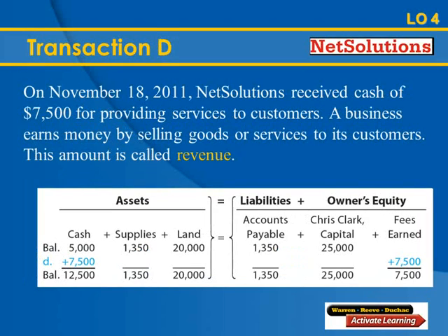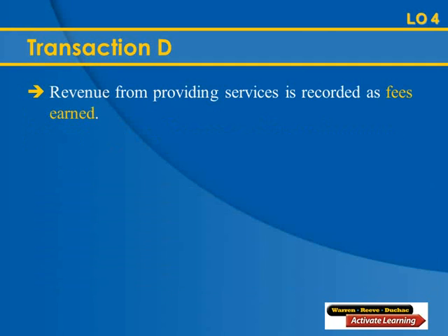In this transaction, Net Solutions provides services to their customers, receiving $7,500 in cash. This transaction is recorded on the asset side by increasing cash by $7,500. The increase in assets is recorded with a corresponding increase in the owner's equity account, fees earned, of $7,500. A transaction with a customer represents revenue, which increases an owner's equity in the assets of the business. Total owner's equity is equal to $32,500, or $25,000 plus $7,500.